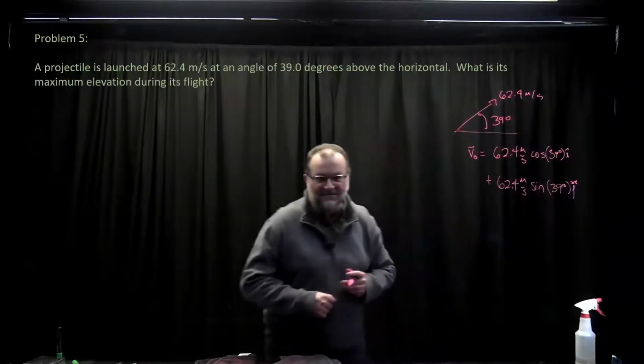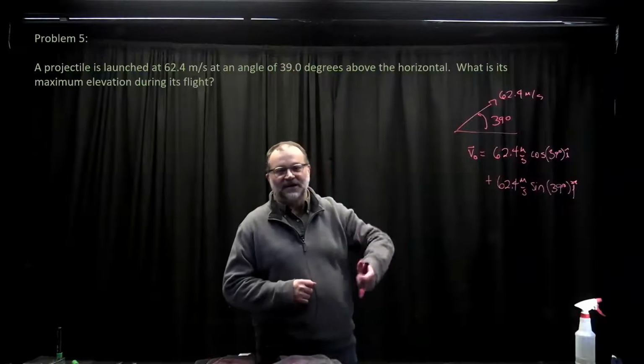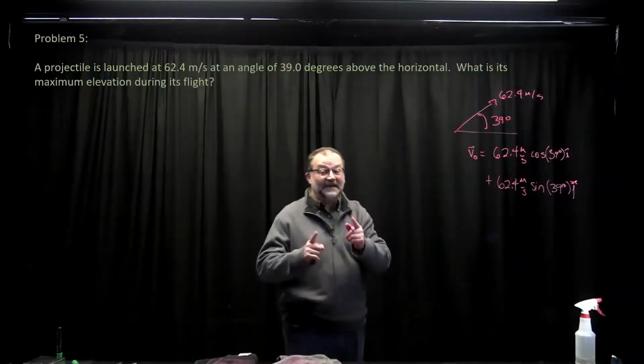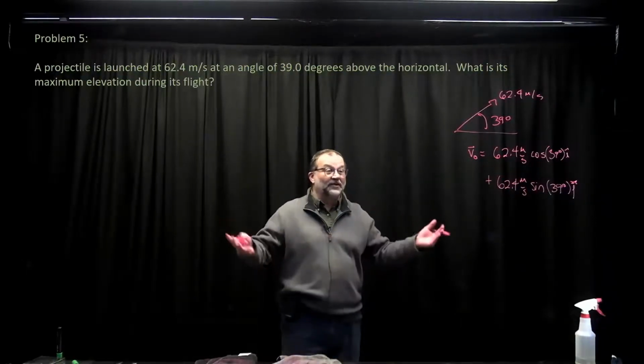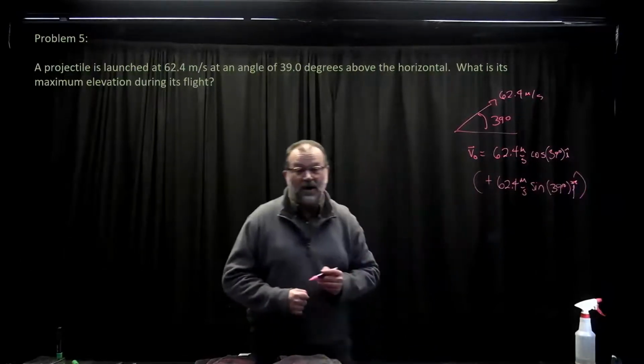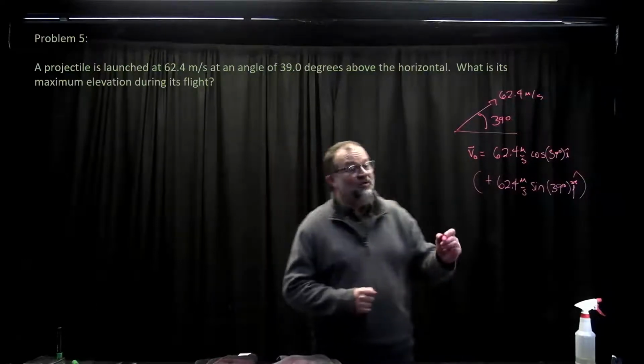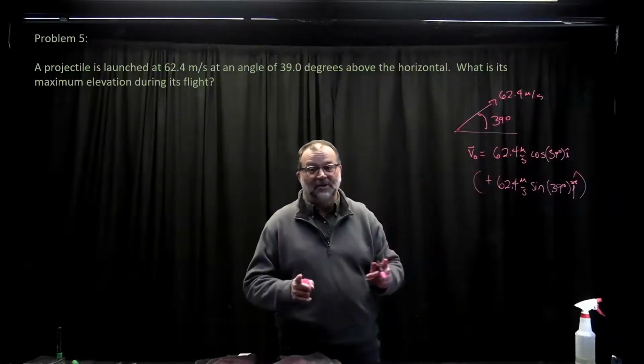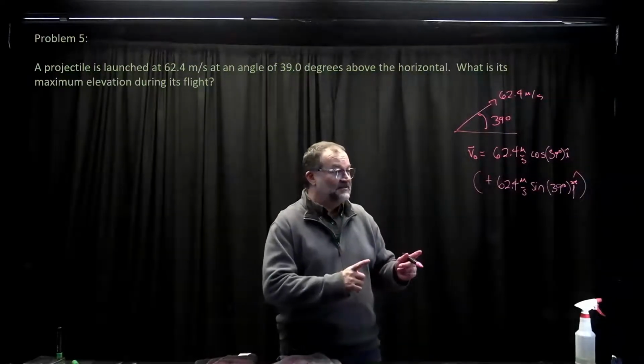Which one of these makes a difference in terms of the horizontal direction? Because we're asked for elevation, right? The only piece that matters in terms of elevation is the y piece. So what is the maximum elevation during flight?